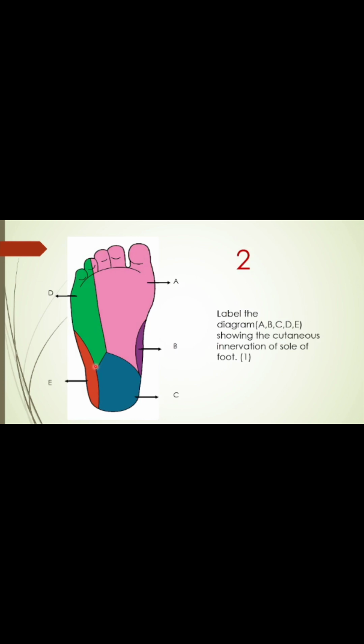The second question is, label the diagram A, B, C, D, E showing the cutaneous innervation of the sole of the foot. So you can see here, this is the sole of the foot and this is the medial half and this is the lateral half. This is the medial border and this is the lateral border, and this is the region of the heel. Now we'll see the answers one by one.